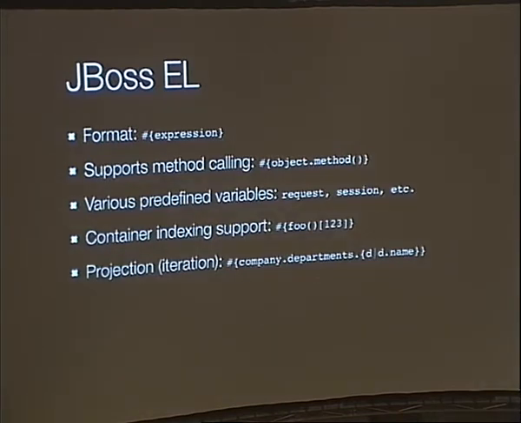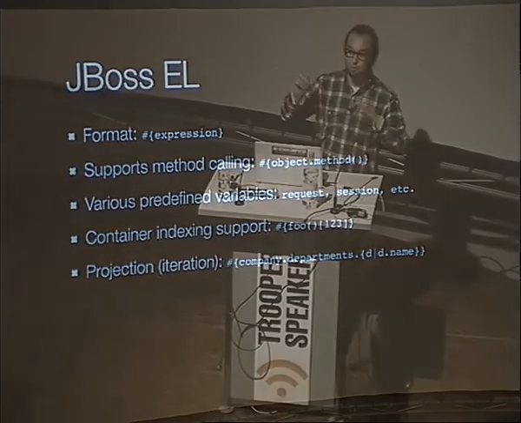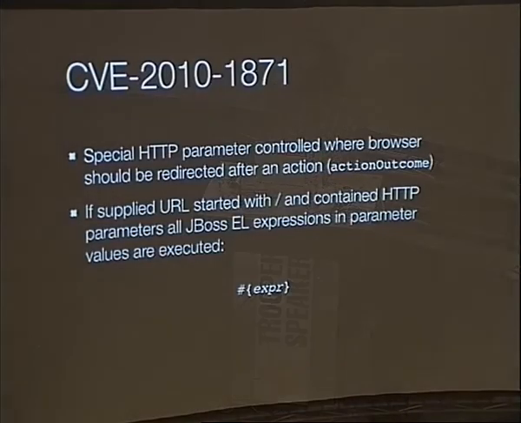So it turned out, after looking and stepping through the code, that there is a special parameter called actionOutcome. And if this parameter actionOutcome starts with a slash, then it denotes a relative URL. And then every HTTP parameter value of the URL you supply is going to be so-called interpolated, meaning all of the JBoss expressions that you have in that URL are going to be executed for you. And this is an external HTTP parameter.